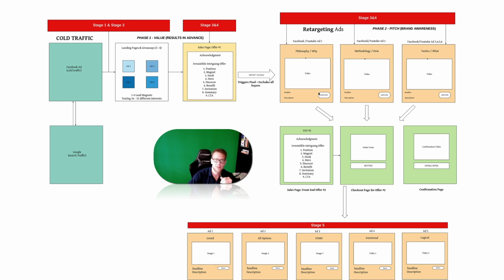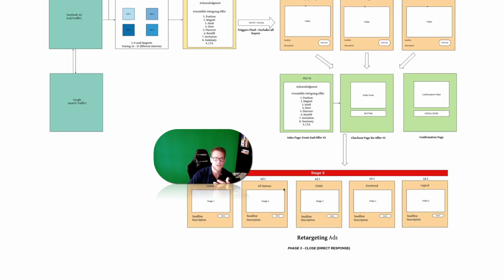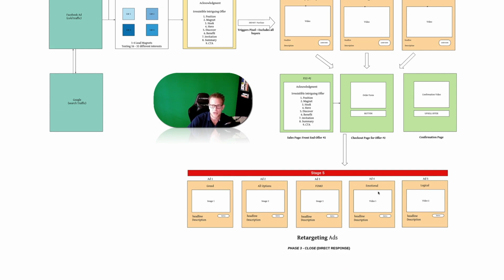From there, we're going to measure that behavior, taking them to a secondary offer, and then we're going to put them into the final phase, which is the direct response phase, where you're actually going to close the deal. And this is where we're going to have all different types of emotional ads, logical ads, fear of missing out, all your options again. We're going to go through some greed angles. There are all these different angles that we're going to appeal to now that we can actually pitch your product or service. It's literally just immediate now, saying, "Hey, look, here's the direct offer, here's the direct offer, here's the direct offer."